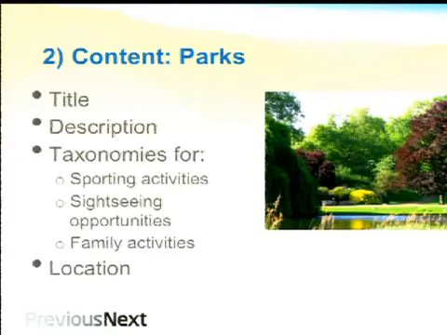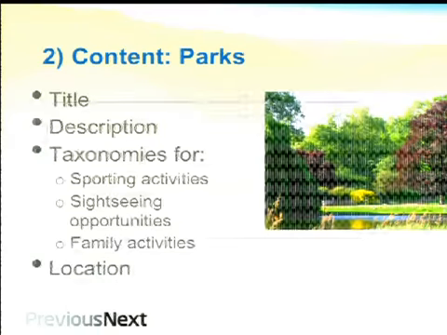Next, we've got our content, and now we're looking at parks. So a really rough description of a park is it's got a title and a description and a location. Because we know a little bit about our users, we can also say it's going to have some way of classifying it. We need to know whether it's good for sporting activities or sightseeing opportunities or family activities. We haven't really defined our taxonomies yet, but we kind of know what these are going to be. Anyway, let's try and put this into a user space.